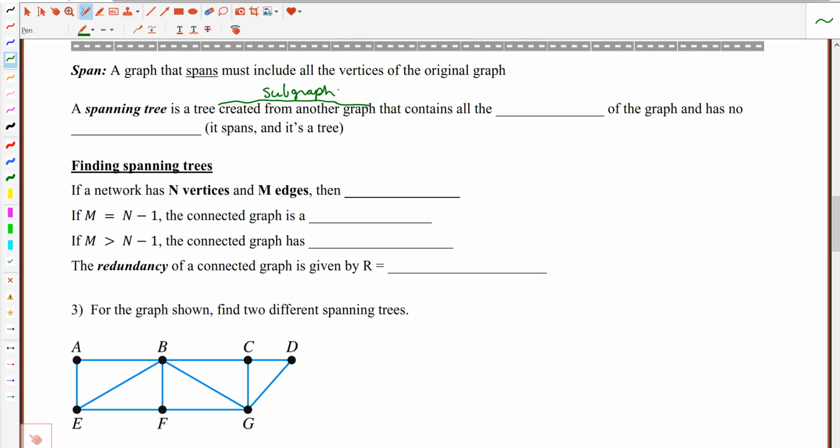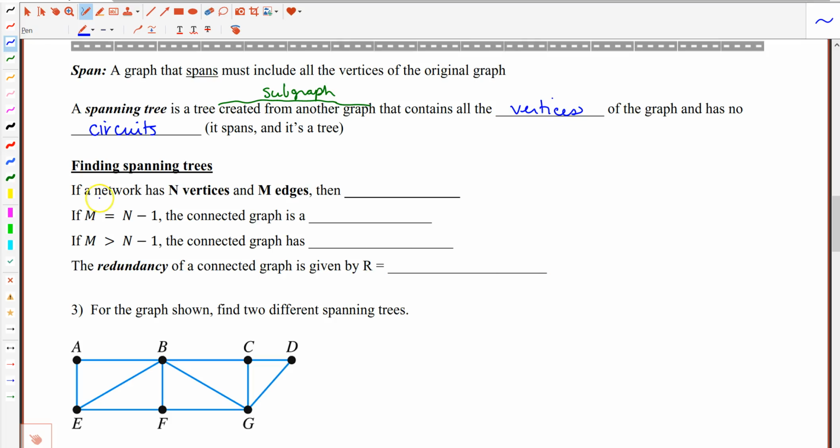So a spanning tree will be a subgraph from this original graph that will contain all of the vertices of the graph, and it will have no circuits. Okay, so the idea is it satisfies the two criteria. So it spans and it's a tree. So we're going to be looking at some graphs and we're going to find some spanning trees.